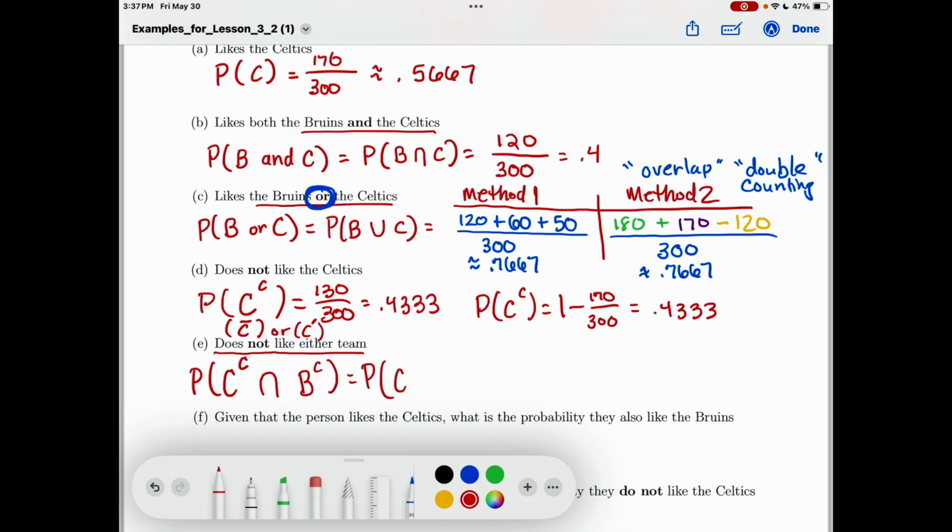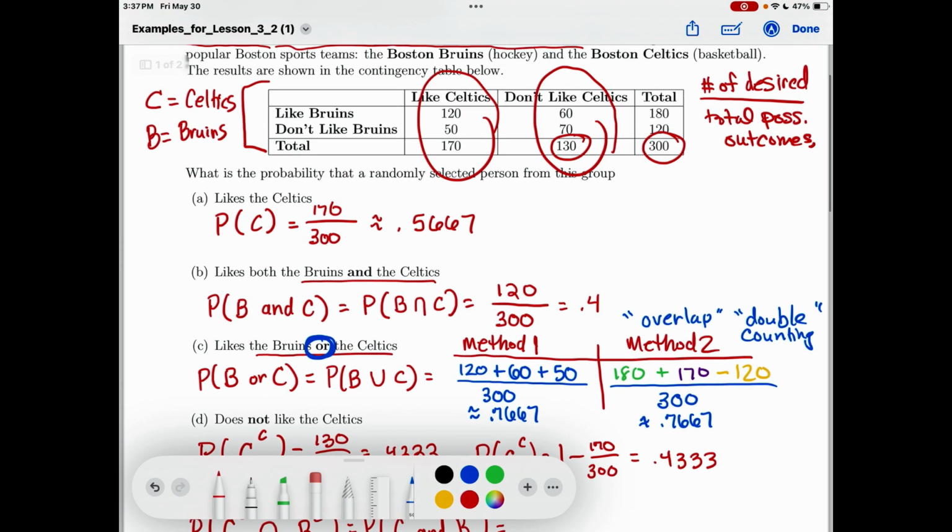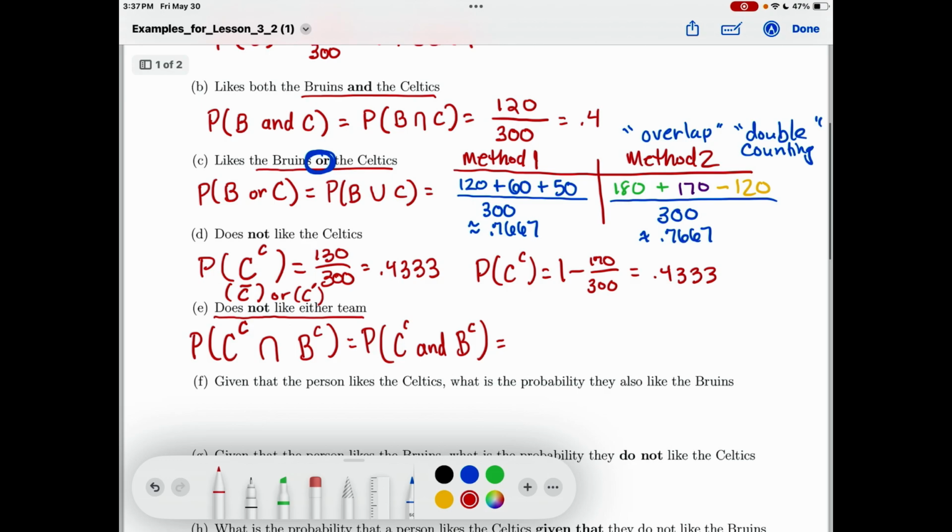Or you can write it like this. Okay, this is not C and not B. So the people that don't like either, if I look at the chart, the people that don't like the Celtics and they don't like the Bruins, that is this group of 70 here out of 300. Now, when I divide and I round to 4 places, that's going to give me 0.2333.